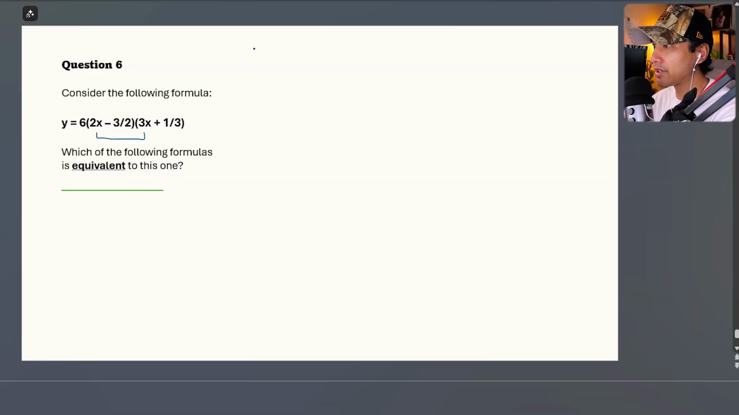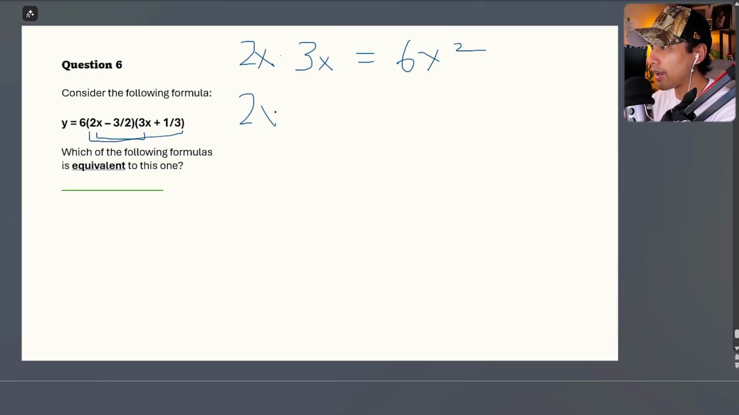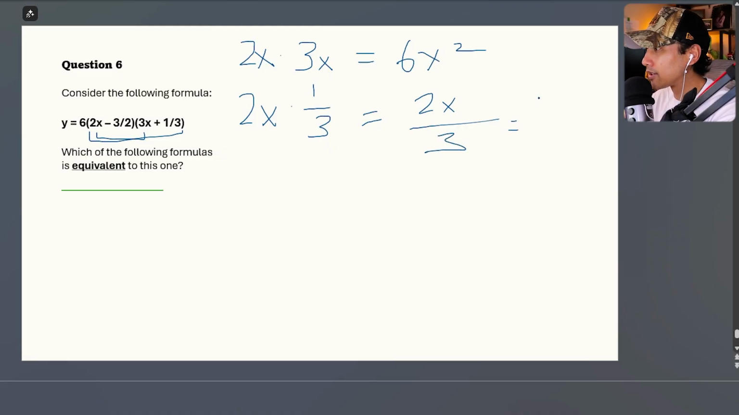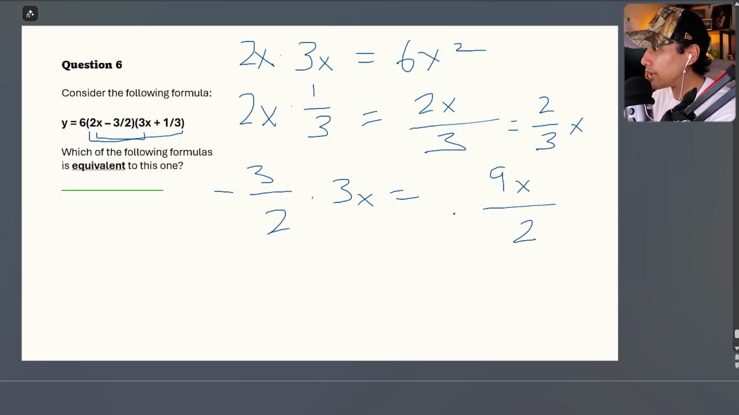What is 2x times 3x? That's what we do first. 2x times 3x equals 6x squared. What is 2x times 1/3? 2x times 1/3 equals 2x over 3, or it could also be written as 2/3 x. Either way, it's the same thing. What is negative 3/2 times 3x? Oh my gosh, this is going to look ugly. But this is negative 9x over 2.